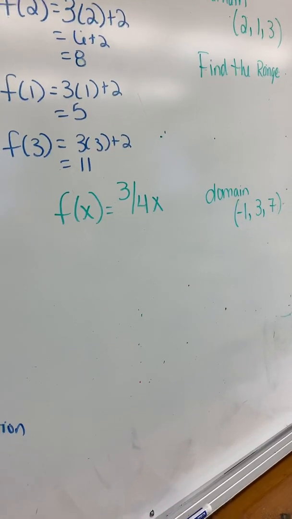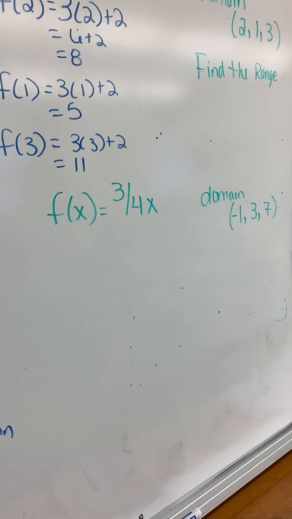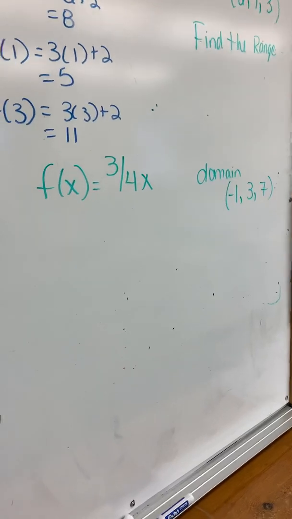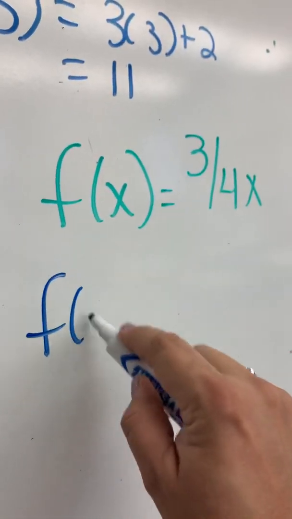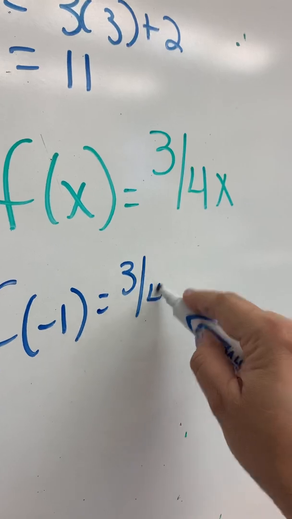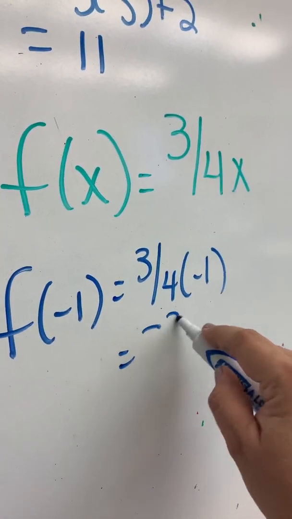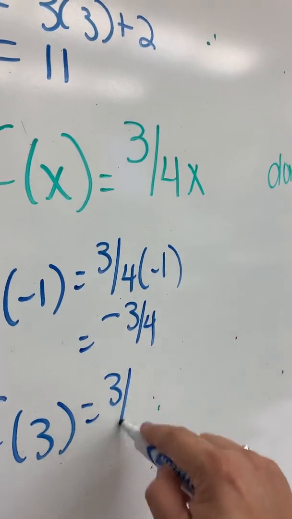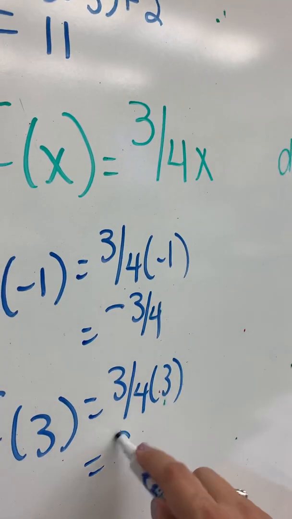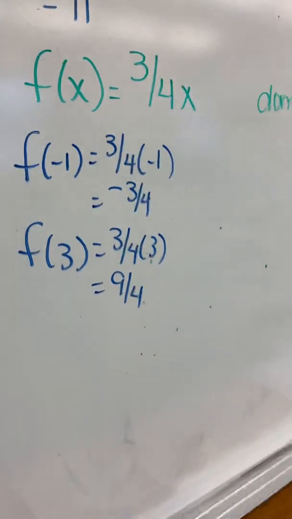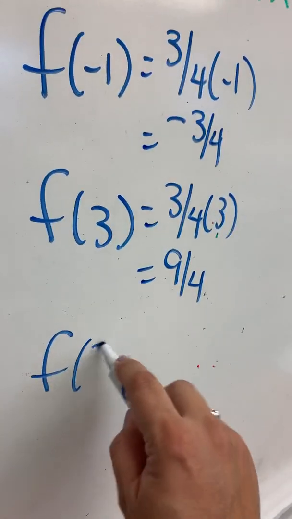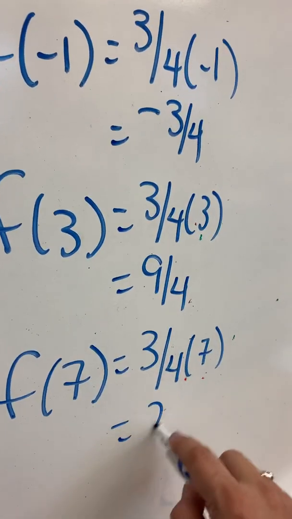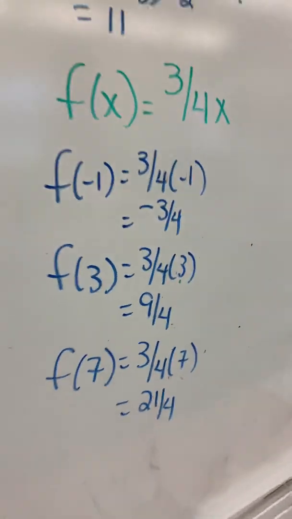The next one, f of x equals 3/4 x. Your domain is -1, 3, 7. Doing the same thing, plugging in. So f of -1 first. So this would be 3/4 times -1, which is -3/4. F of 3. 3/4 times 3, which is 9/4. And then f of 7. 3/4 times 7, which is 21/4.